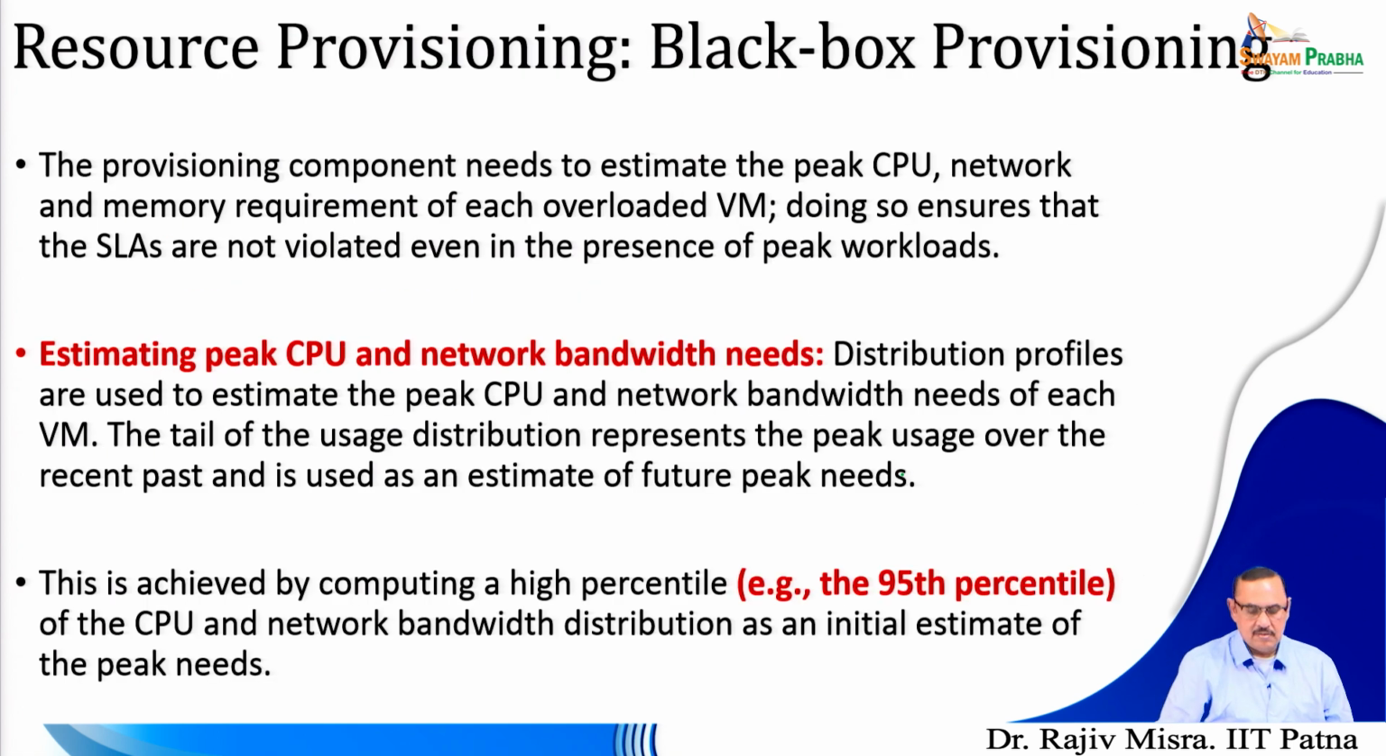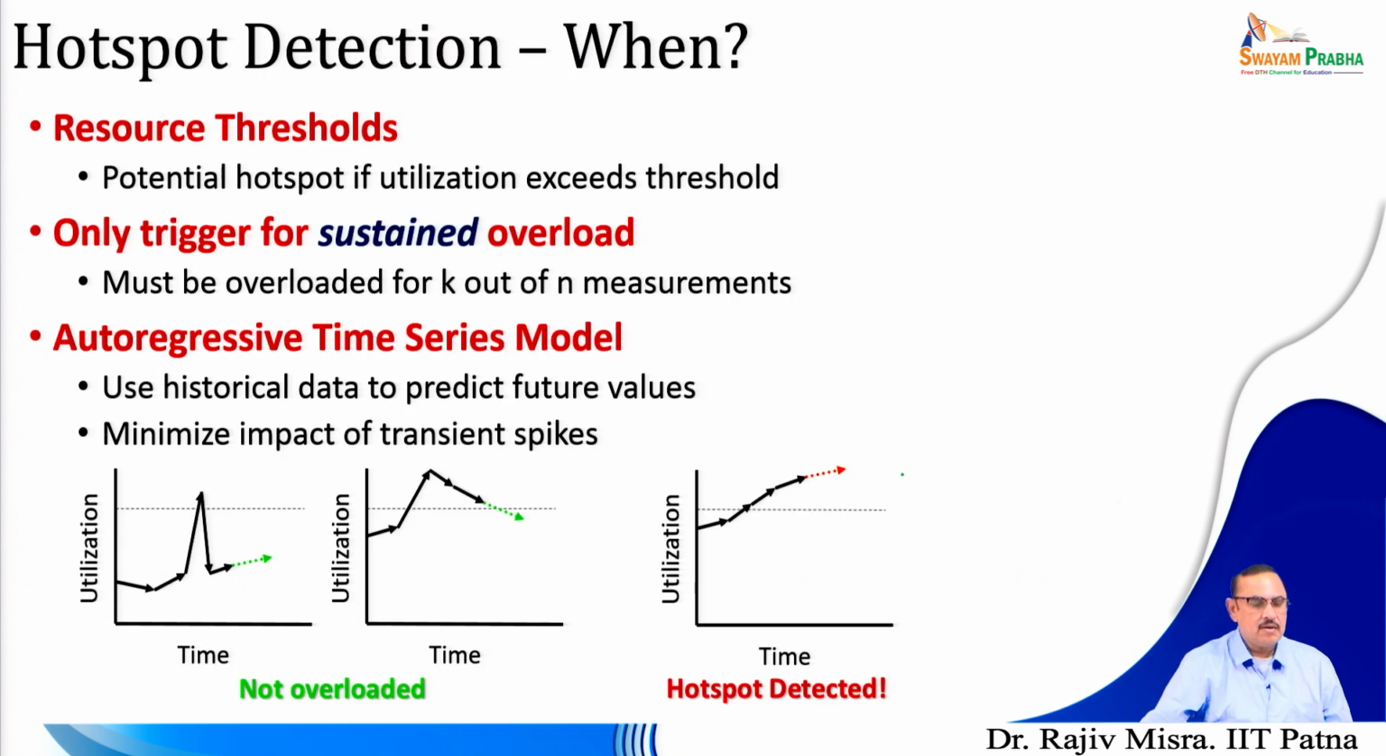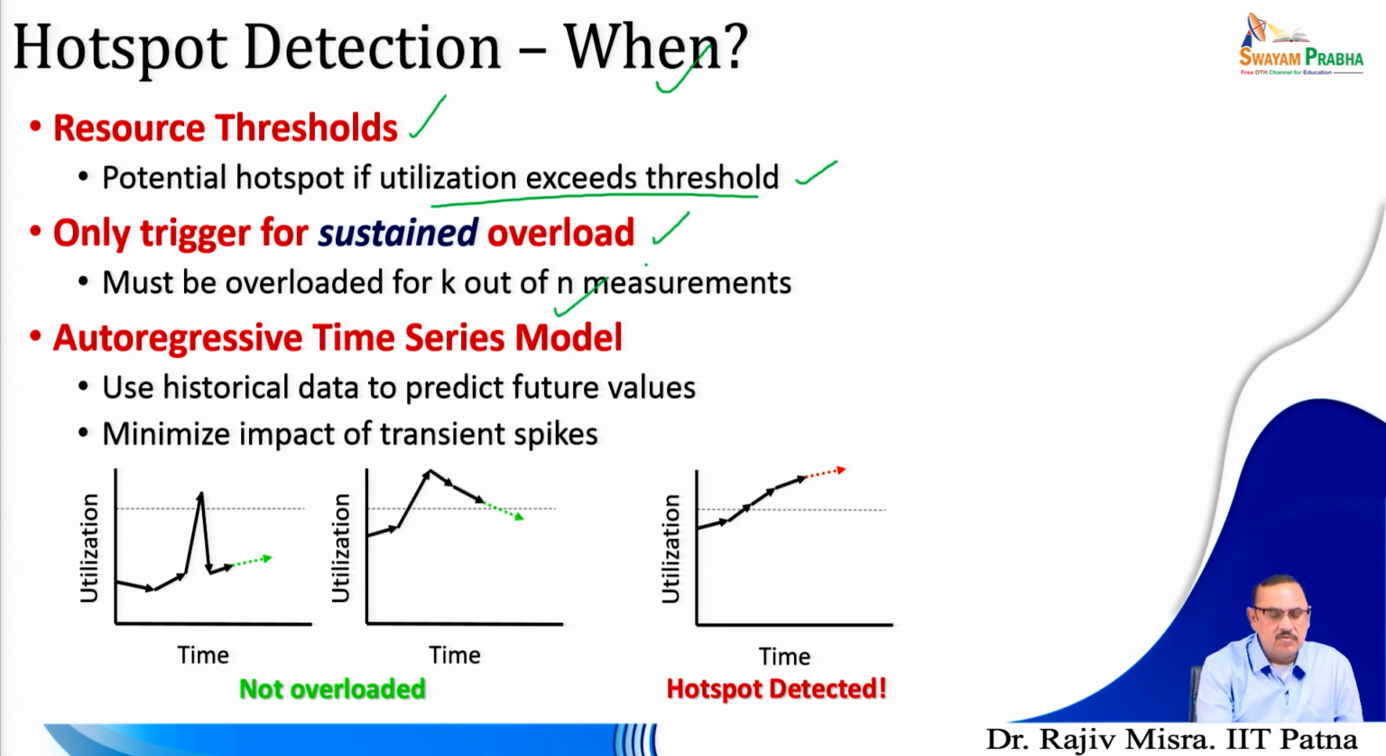Let us see how we are going to detect a hotspot. We have to understand the resource thresholds. A potential hotspot arises if the utilization exceeds a particular threshold, but it only triggers for sustained overload. It must be overloaded for k out of n measurements, and an auto-regressive time series model can be used. It uses historical data to predict future values, so as to minimize the impact of transient spikes.